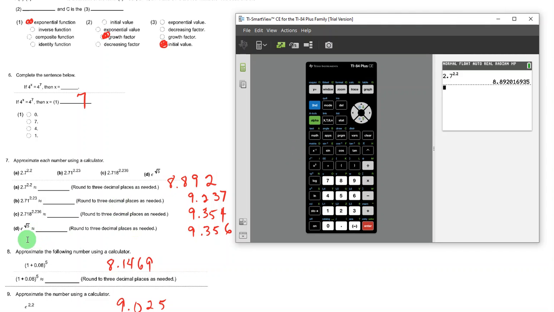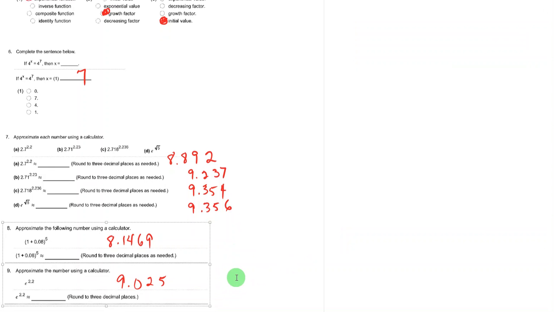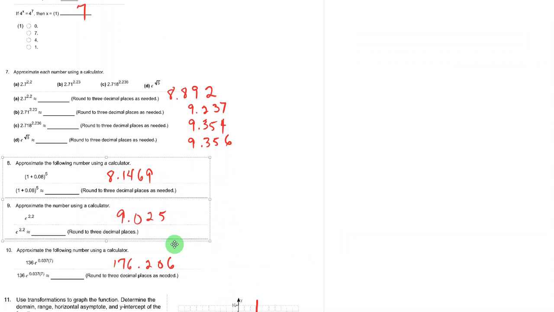Now, if you had e to the square root of 5, let's do that one. So let's clear this. If we want e, we're going to do second and the ln key, and then we're going to put second square root of 5, and we'll hit enter, and we get 9.356. So those are just using calculators. You would do the same thing here.